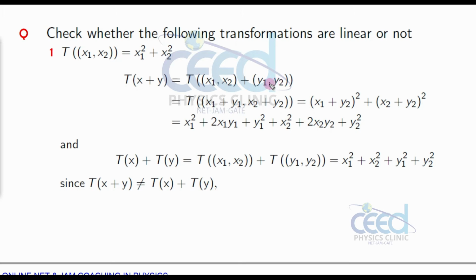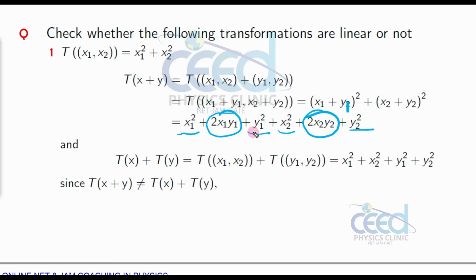How will we add these coordinates? x1 plus y1 and x2 plus y2. If it is x1, x2, you will get x1 square plus x2 square. So here it is x1 plus y1 the whole square plus x2 plus y2 the whole square. When you expand this, you have x1 square plus y1 square plus x2 square plus y2 square, but we got two additional terms here.